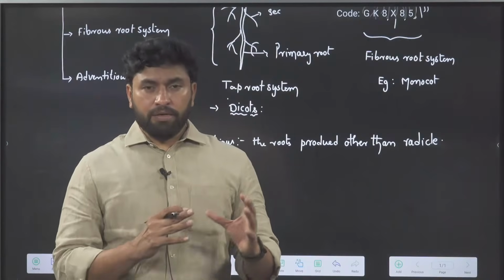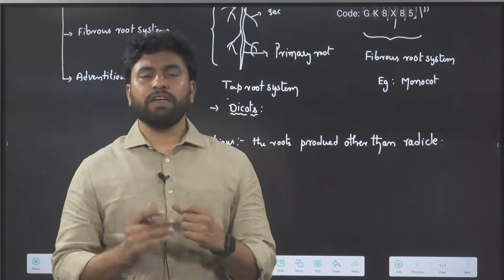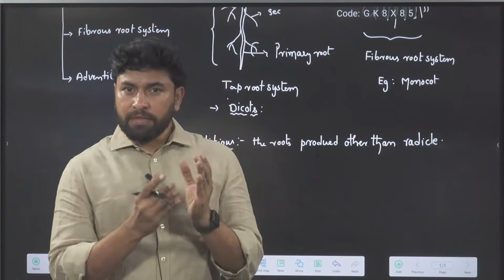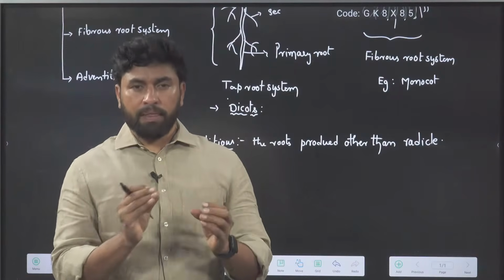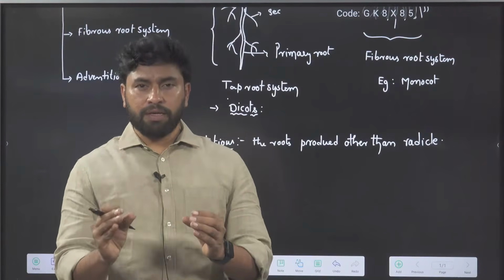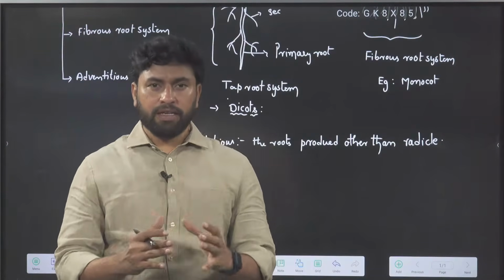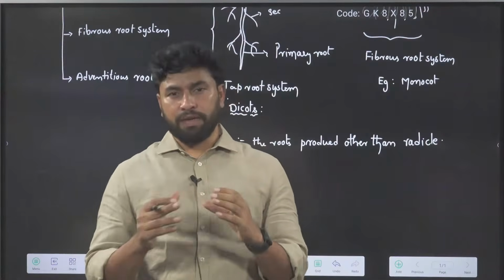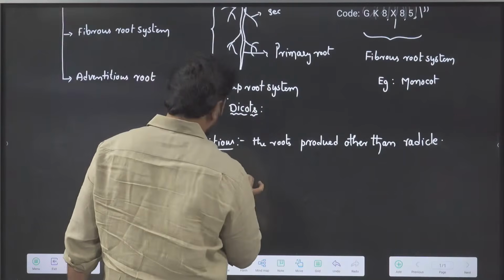Tell me, fibrous roots, are they developed from the radical? Definitely not. They developed from the base of the stem. Since radical expansion was temporary, up to a certain duration of time, the radical expanded and then disappeared. Later, from the base of the stem, fibrous roots developed. In that case, fibrous roots are a kind of adventitious roots.